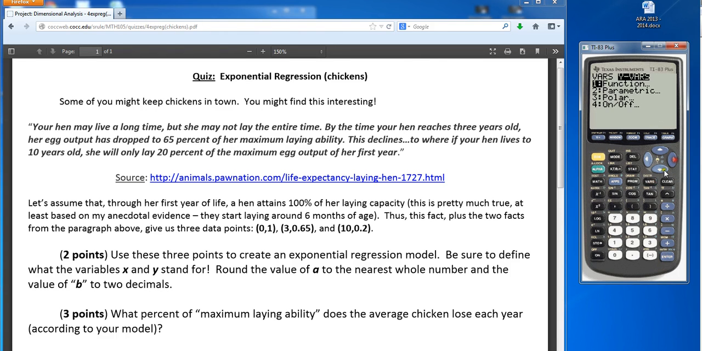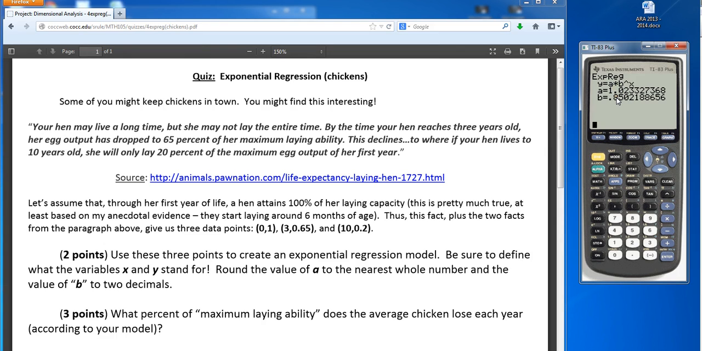We'll stick it in Y1. There it is. So here's your first question. Define the variables x and y. Okay, so x in this case is the number of years after being born. So that's going to be age in years. And y is going to be the percentage of maximum egg laying capacity left. And b tells us every year she loses 85% of her capacity.